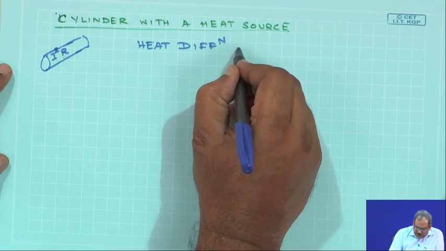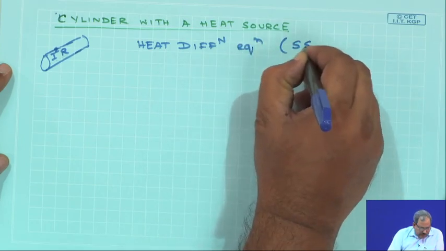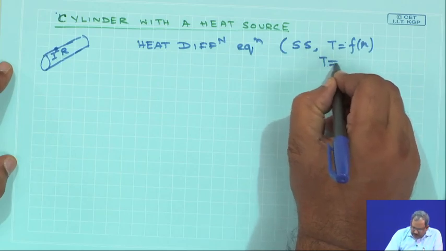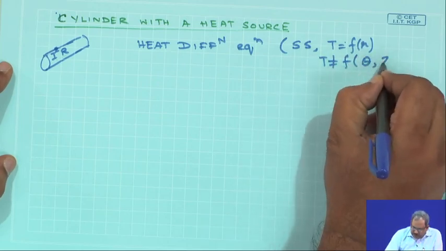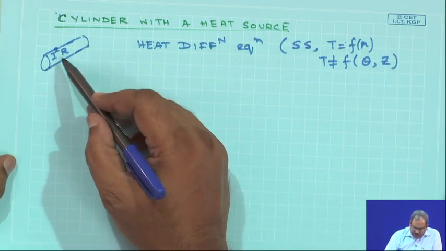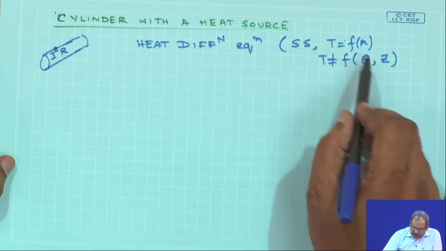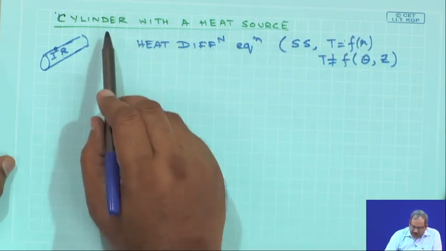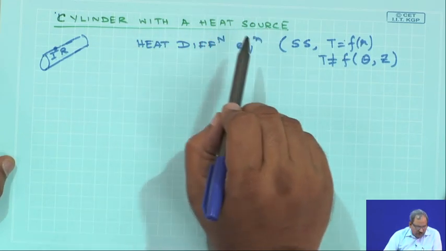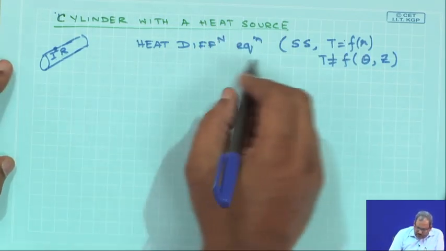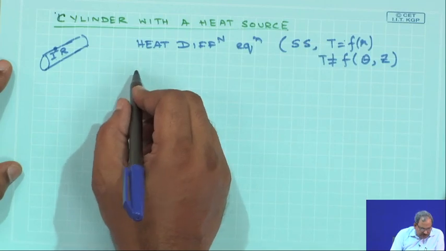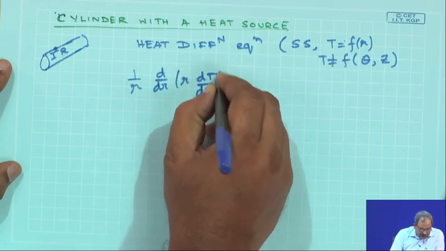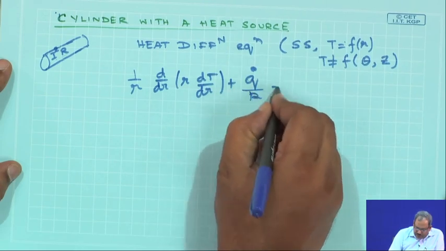So, the heat diffusion equation for a cylindrical system at steady state, and we will assume that temperature is a function of R only. Temperature is not a function of theta, nor a function of z. So, there is no temperature distribution with respect to theta, and the temperature is only a function of R. So, it is a one dimensional steady state conduction in a cylindrical system with a heat source. That is what we are going to analyze. The heat diffusion equation for a cylindrical system undergoing one dimensional steady state conduction is 1 by R d dr of R dT dr plus Q dot, the heat generation per unit volume, by K is equal to 0.